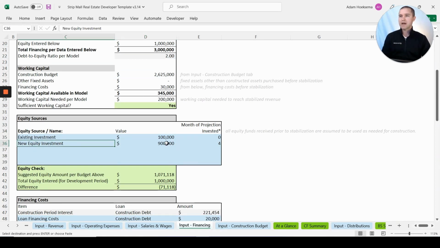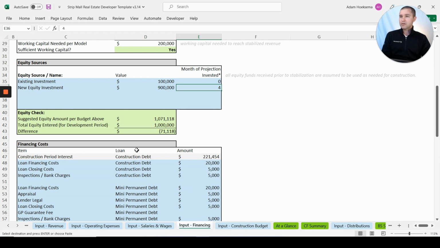Down here is where you actually enter in the equity sources. And so we're saying maybe we already owned some of the land, and so that was our initial existing investment, $100,000. And then we raised some outside funding and raised $900,000 in equity that was invested in month 4.